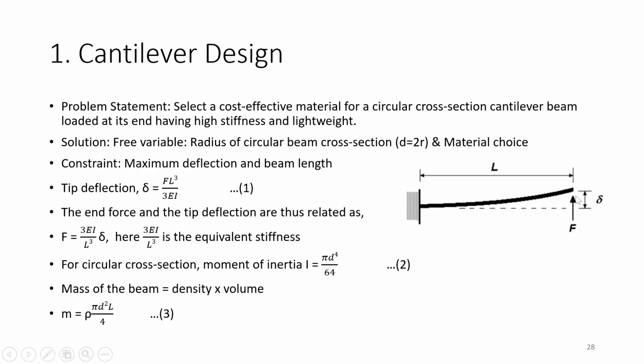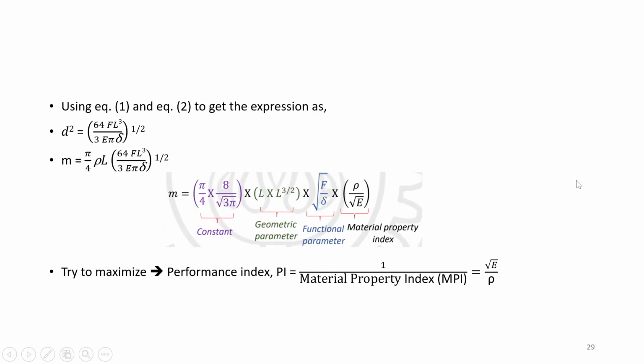This is the deflection delta. This is the force that is applied. This is the length. Now using equation 1 and equation 2, we can get the expression d square equal to 64 FL cube upon 3E pi delta, to the power half. M equals pi upon 4 rho L times 64 FL cube upon 3E pi delta to the power half.